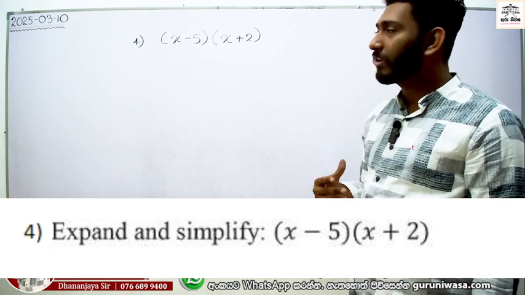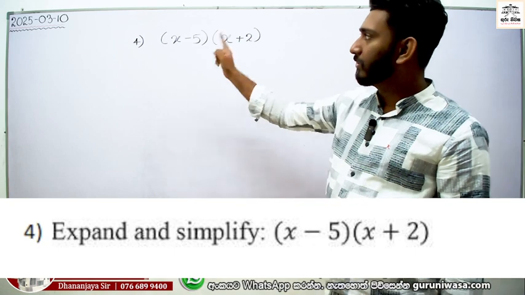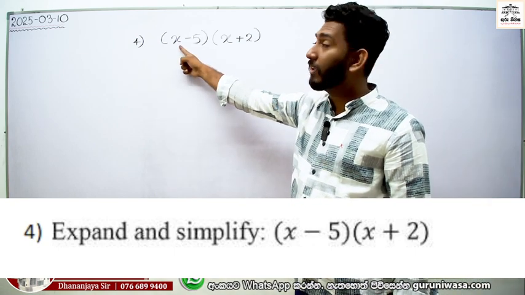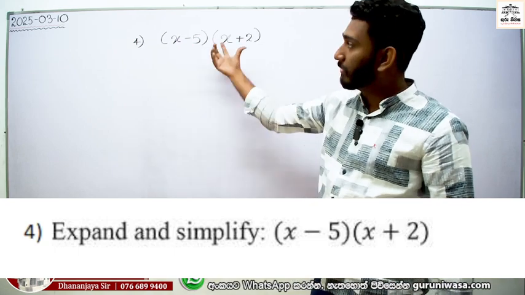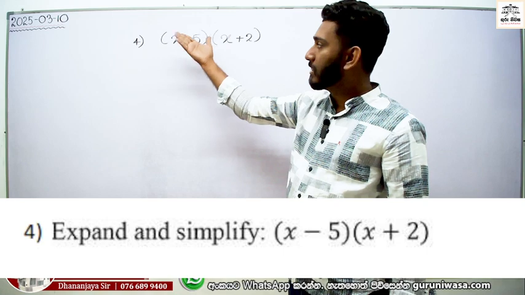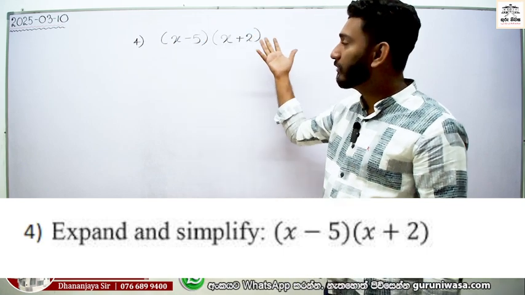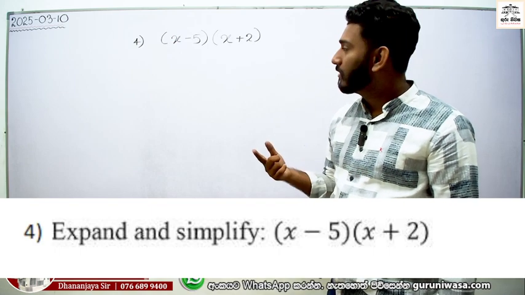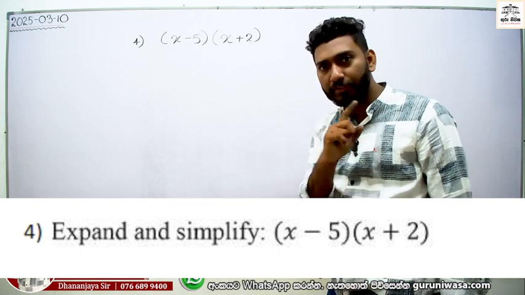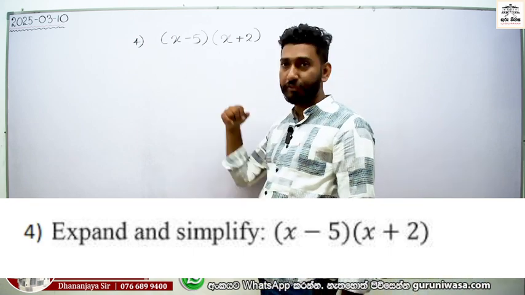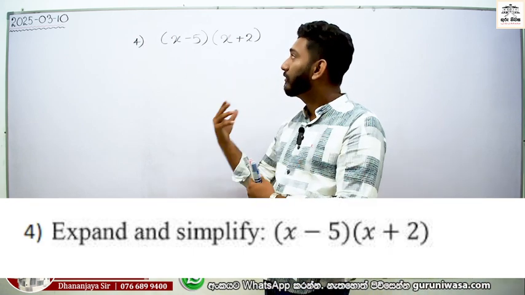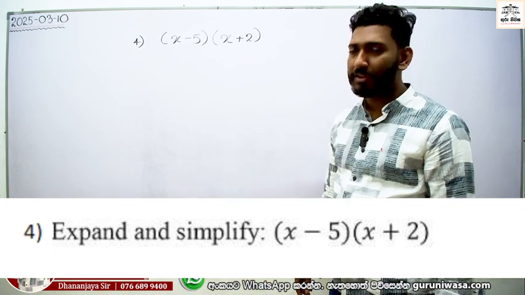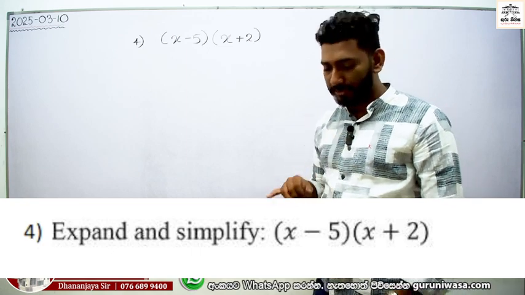The simple trick is there. First term of the first expression is x. We need to multiply by the second expression, and again the second term of the first expression, that is minus 5, into the second expression, that one becomes x plus 2. Here is a simple trick there.